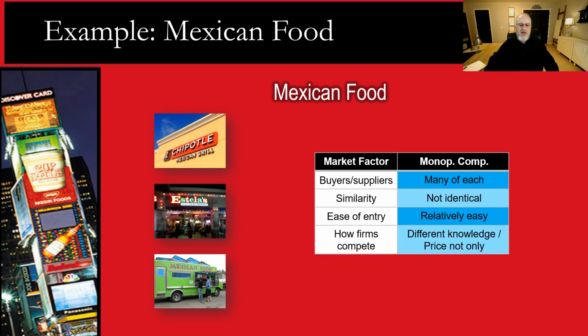So you can see here that we've got many different types of suppliers here. You can see that their products are not all identical. You can see that it's relatively easy to get in and out of this market. Now, it's not perfectly easy, like perfect competition, but you get a little money together and you can get yourself started in one of these types of restaurants. And these vendors are not competing on price only. Price is important, but not price only. So you can see how Mexican food here, the restaurant industry, is an example of monopolistic competition.